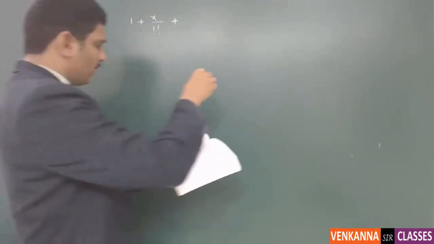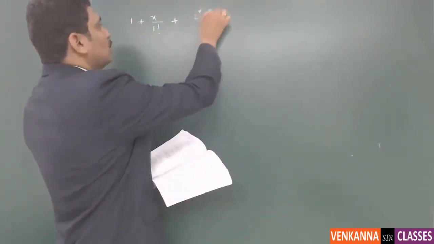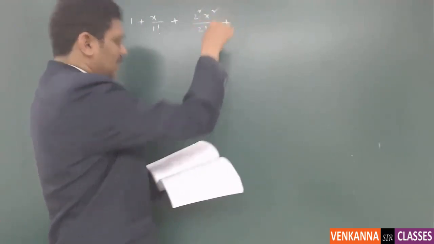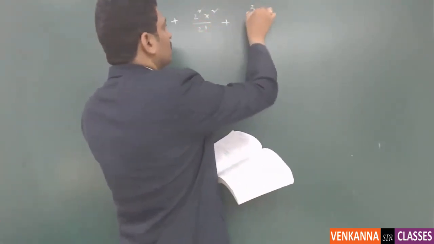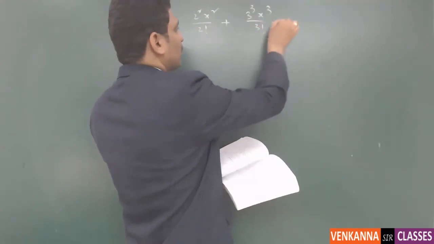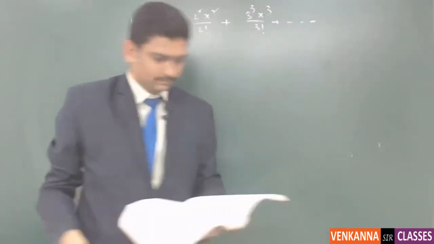1 plus x by 1 factorial plus 2 square x square by 2 factorial plus 3 cube x cube by 3 factorial plus so on. It is one of the UPSC previous year questions. After noting, you please inform.